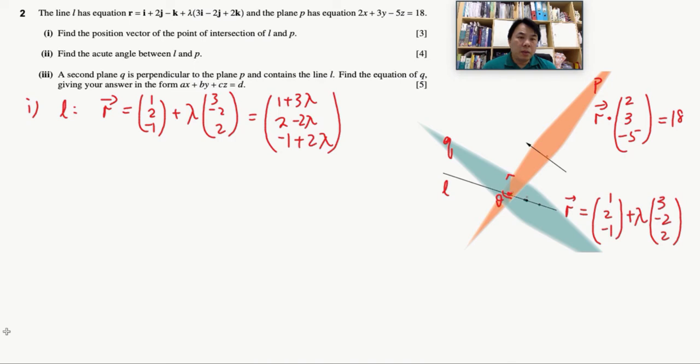Because this line intersects with the plane, we have to solve the simultaneous equations between the line and the plane itself. These sections here represent the x component, this one is the y component, this one represents the z component. All you need to do, before you do anything, is note that the plane equation for P is given in its Cartesian form.